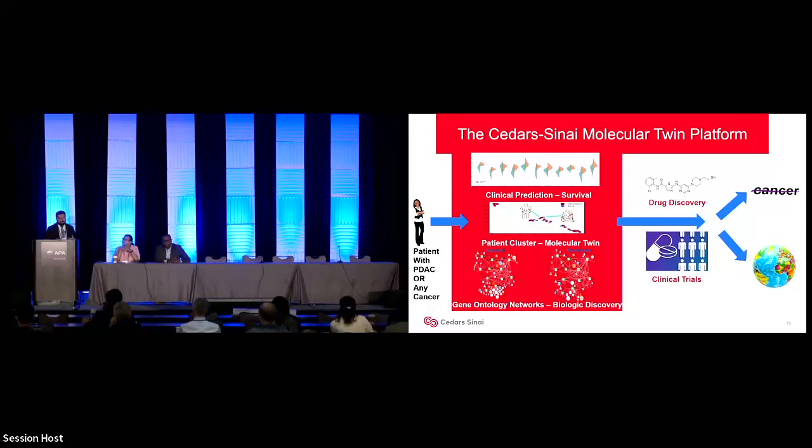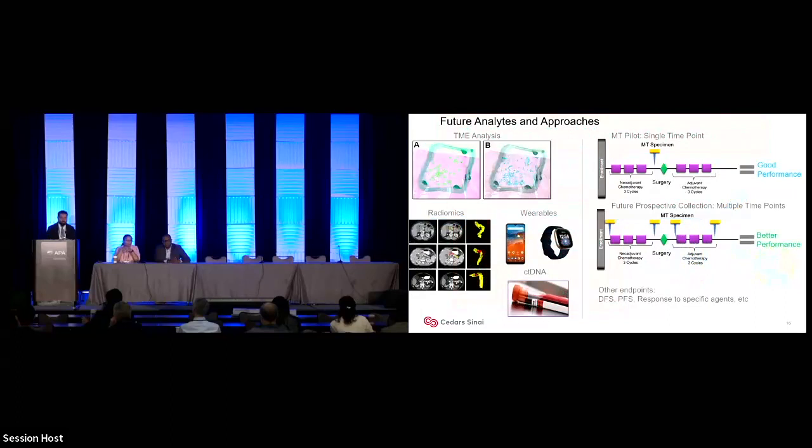But we also realized in doing this work that there are some limitations which led us to how we're going to approach this in the future. So we use 10 analytes from DNA, RNA, protein, et cetera. And we've talked about this even at this meeting about how important the tumor microenvironment is.